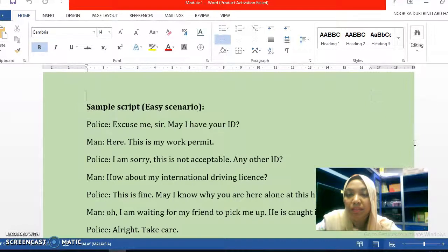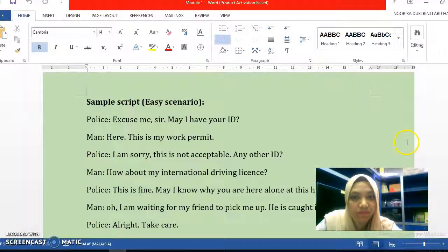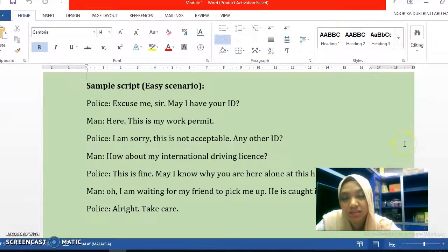Excuse me sir, may I have your ID? Here, this is my work permit. I'm sorry, this is not acceptable. Any other ID? How about my international driving license? Oh, this is fine. May I know why you are here alone at this hour? I'm waiting for my friend to pick me up. He is caught in a traffic jam.